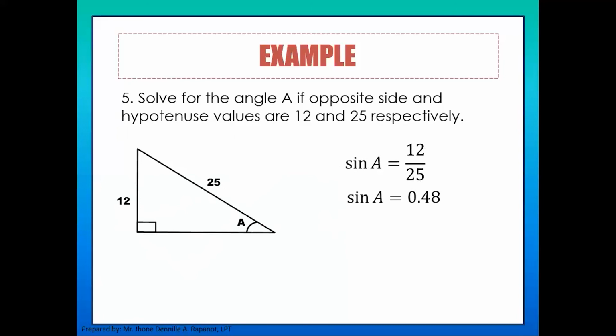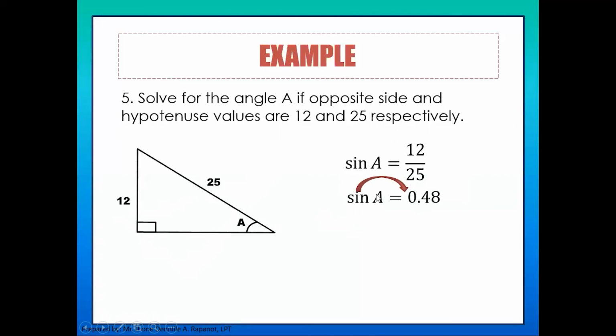Now, we're not after getting the value of sine A. We're after getting the angle A. So what we're going to do here, as pointed by the cursor, is transpose sine to the other side of the equation, making it sine negative 1.